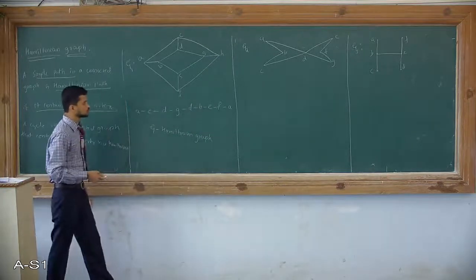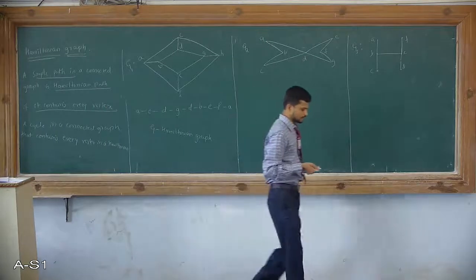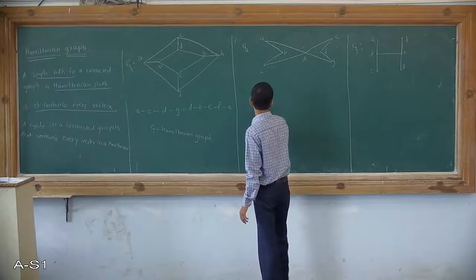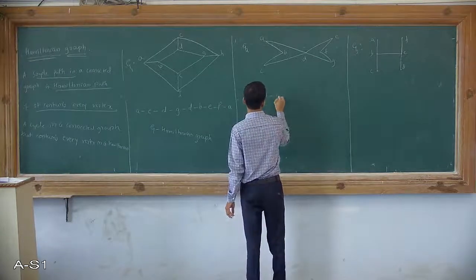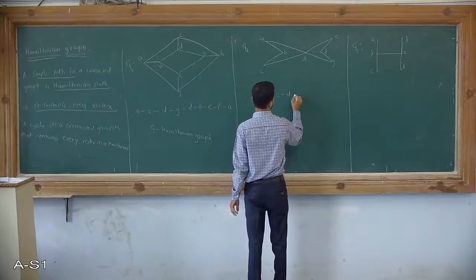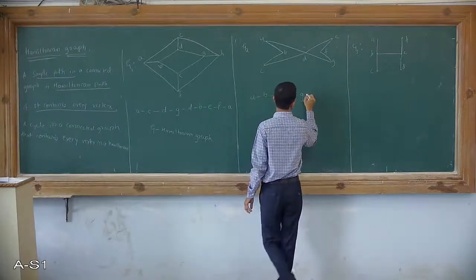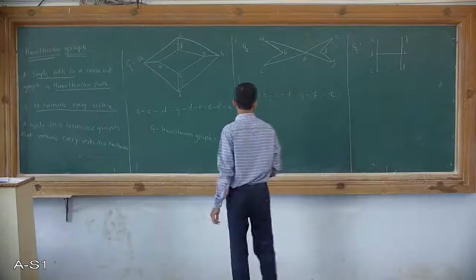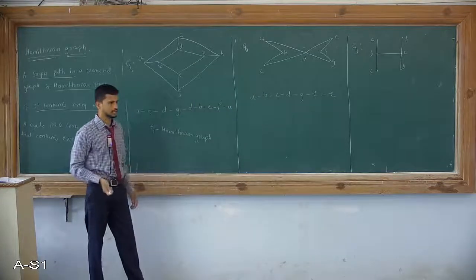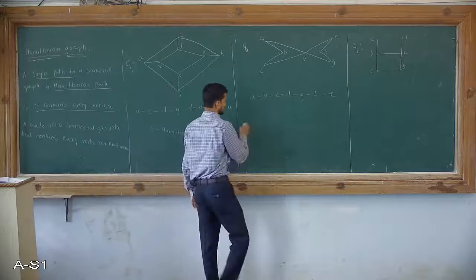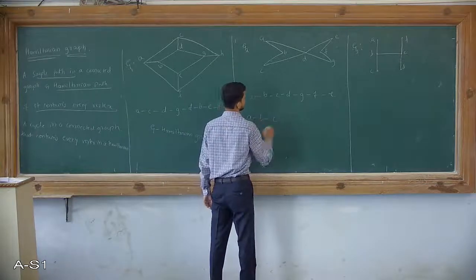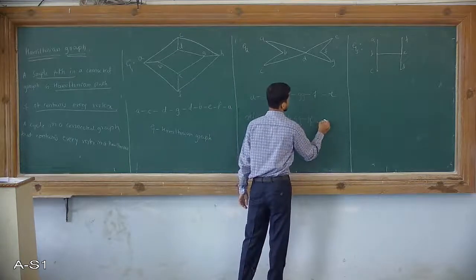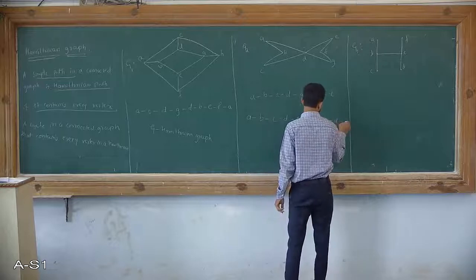So in G2, we cross check whether it is Hamiltonian or not. First and foremost, we develop a path A, B, C, D, G, F, E. This is one path where all the vertices are present, so it is called a Hamiltonian path. But for a Hamiltonian cycle: D, G, F, E, again D, and again A.